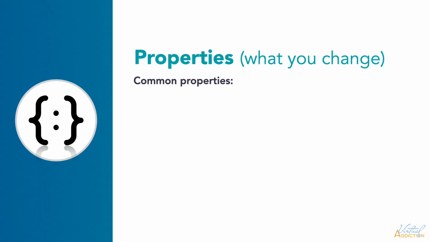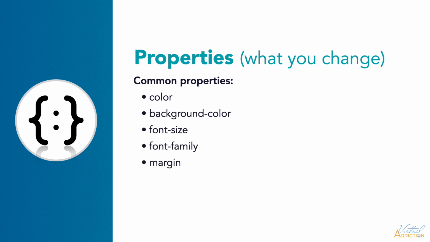Properties define what you want to change. Some common beginner properties include color, background color, font size, font family, margin, and padding. These are the building blocks of styling.